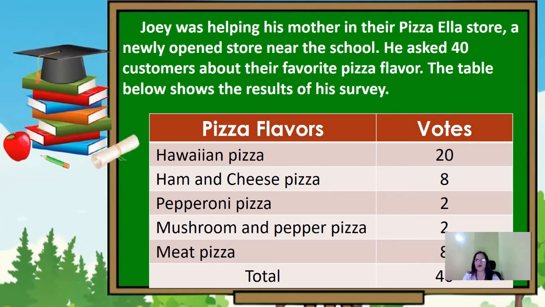Okay, so you want Hawaiian pizza. The others are pepperoni, mushroom. Okay, so this table shows the result of Joey's survey. Again, the table shows the pizza flavors and the number of votes. The Hawaiian pizza has 20 votes, ham and cheese pizza 8 votes, pepperoni pizza 2 votes, mushroom and pepper 2, and meat pizza 8. So, the total is 40 customers or 40 votes.